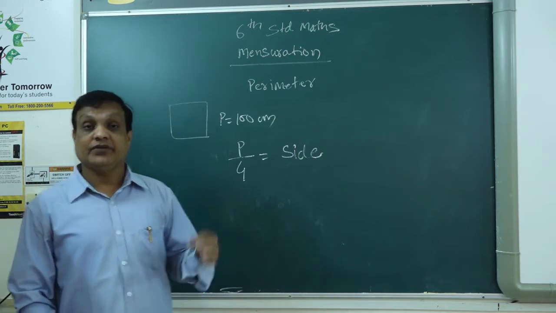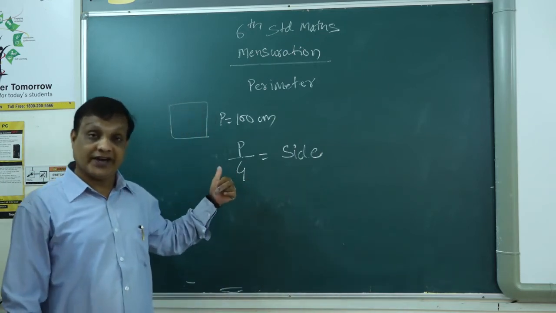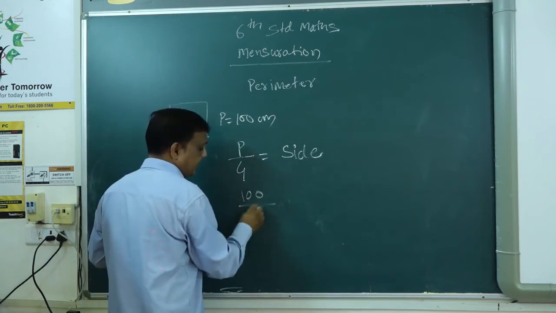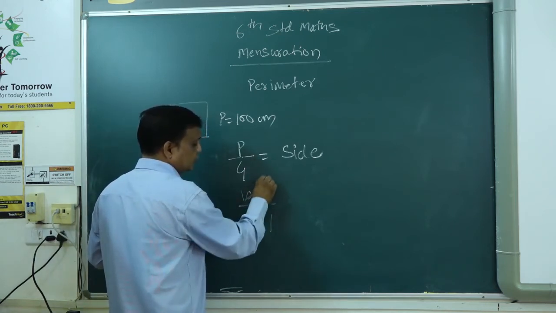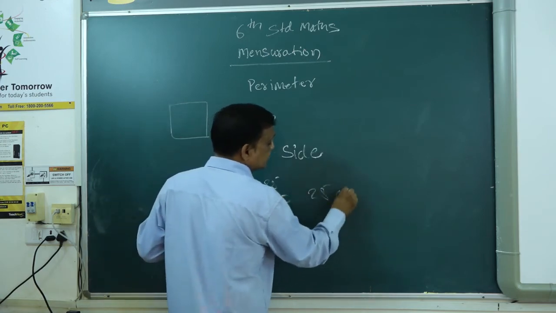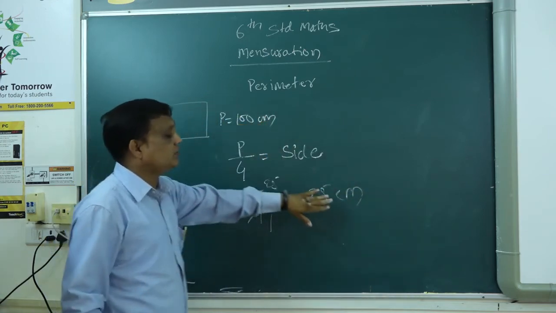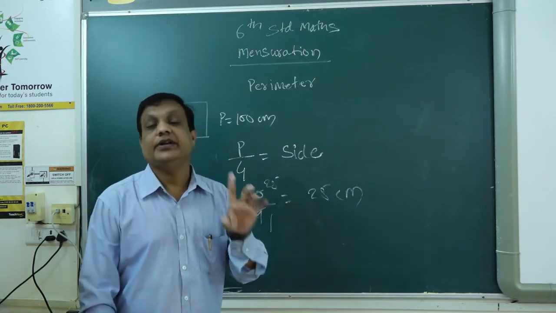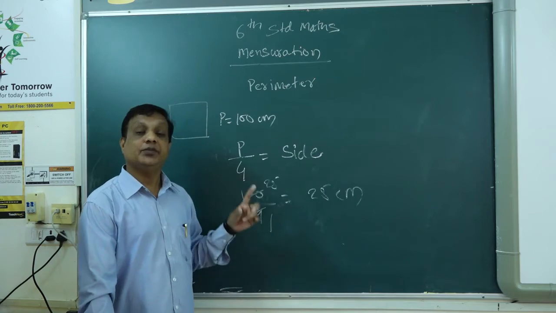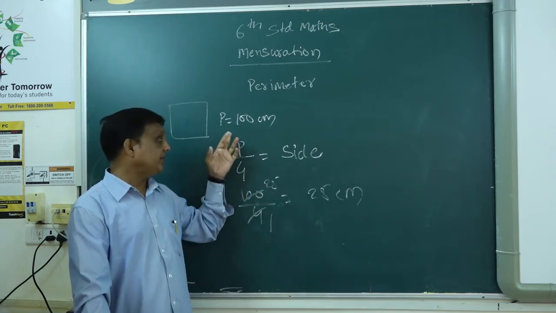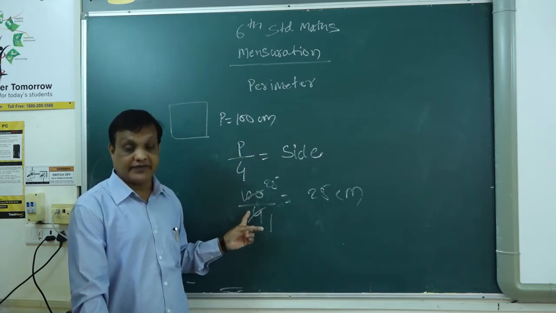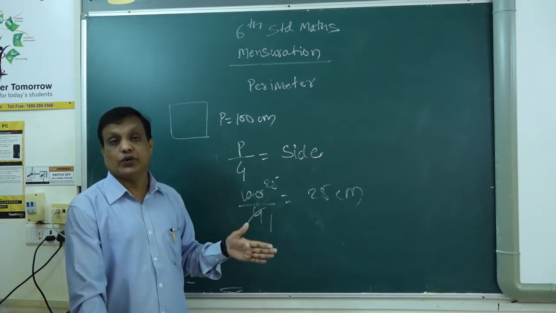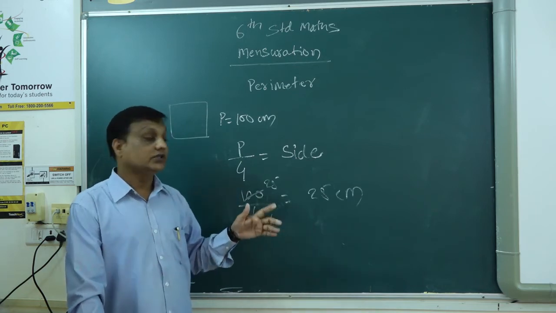There we multiply 4 with side. Now here we have to divide perimeter by 4. 100 is the perimeter, 100 divided by 4. 4 ones are 4, 25 are. So how much is the side? 25 centimeter. It is in centimeter. So when square perimeter is given and the side of the square is not given, the formula is perimeter divided by 4 is equal to side.